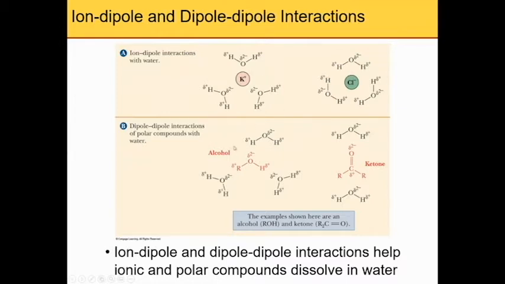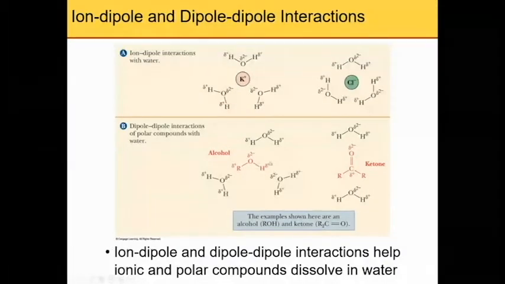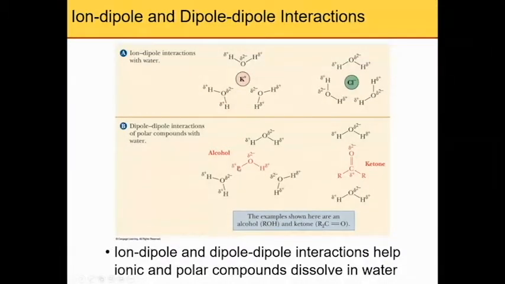And then when you have an alcohol or ketone dissolved in the water, you have the dipole-dipole interaction. Like this alcohol, the functional group OH, this positive interacts with the oxygen negative, and this negative interacts with the hydrogen positive. So this is the typical dipole-dipole interaction of polar compounds.